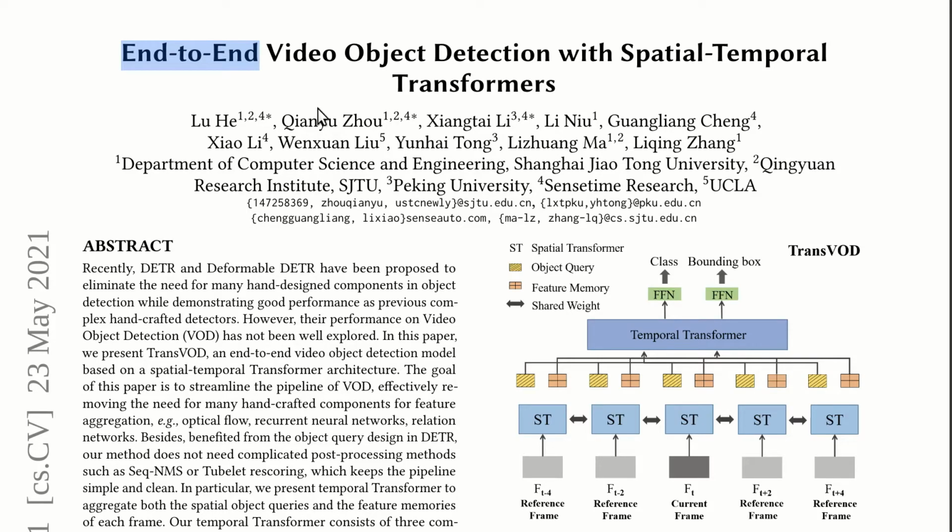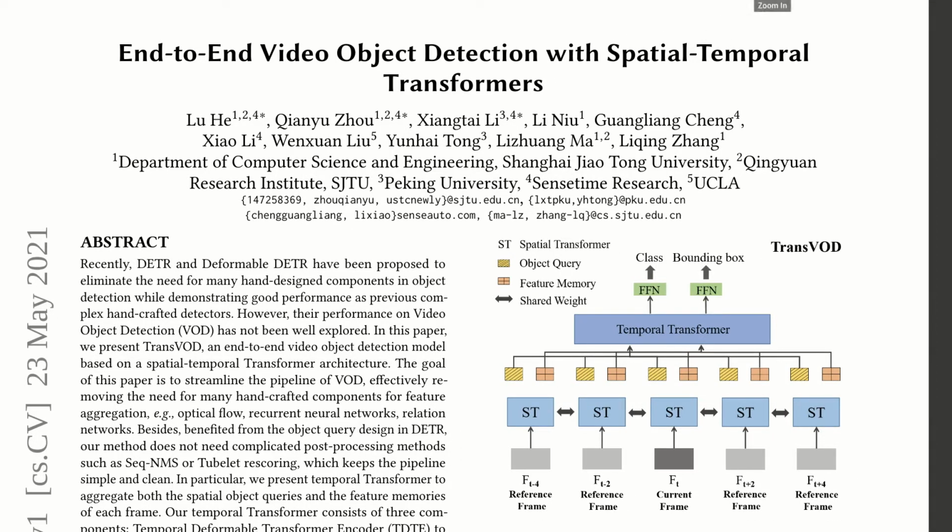Hi there. Today we're going to look into this paper, End-to-End Video Object Detection with Spatial-Temporal Transformers by Lu He, Qiangyu Zhao, and Xiangtai Li. They propose a transformer-based video object detector which basically consumes multiple frames in the past or, if necessary, from the future to then detect objects in the current frame. Which problem do we try to solve with this paper?